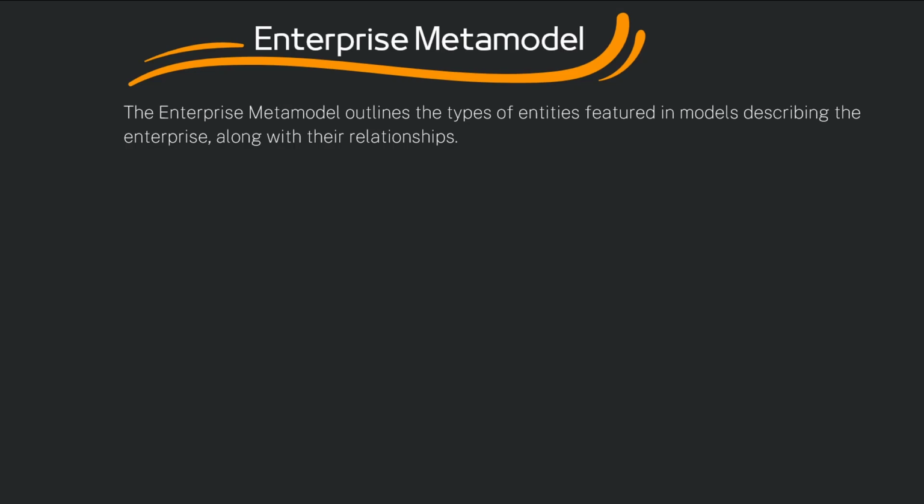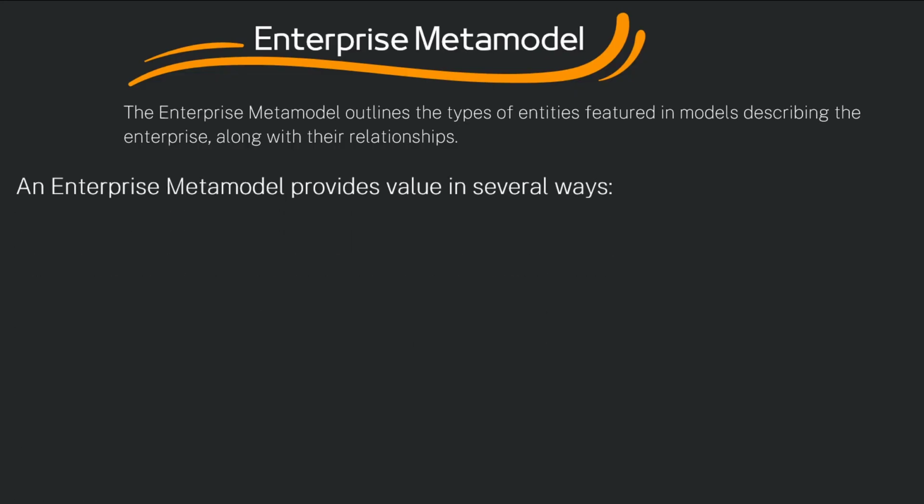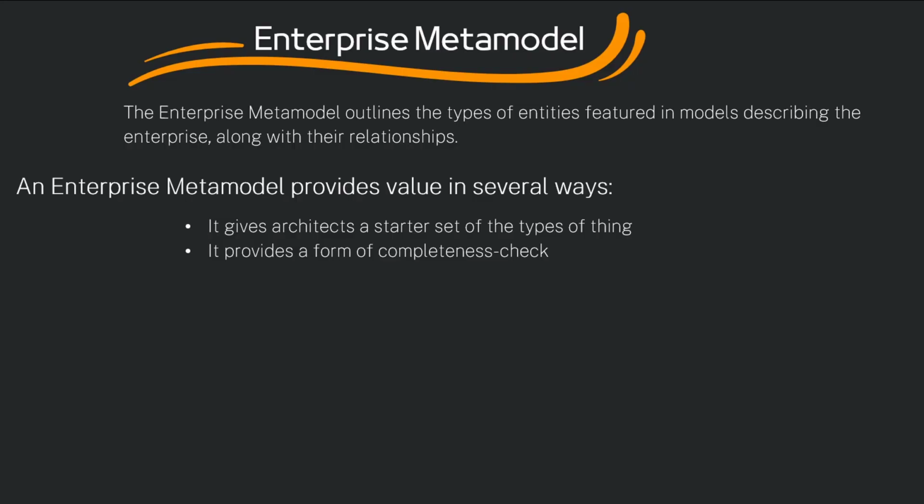Although it is uncommon for an enterprise to have all these roles simultaneously, an enterprise metamodel provides value in several ways. It gives architects a starting set of the types of things to investigate and cover in their models. It provides a form of completeness check for any architecture model, language, or architecture metamodel that is proposed for use in an enterprise. Namely, how completely does it handle the types of entities in the enterprise metamodel and manage required facts about them, such as their attributes and relationships?